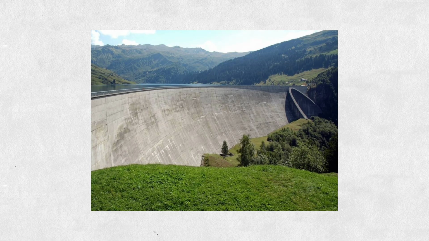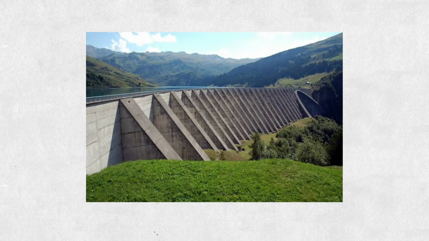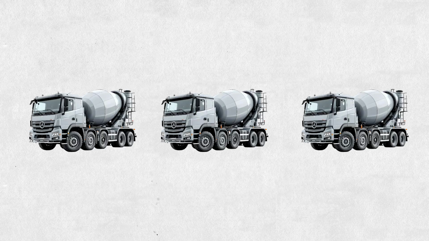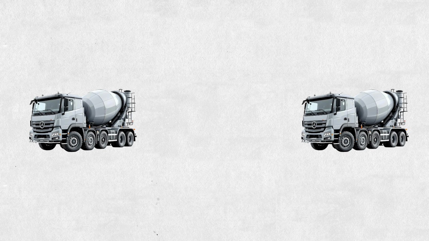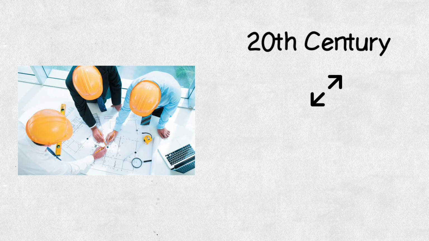Buttress Dam. Instead of one solid wall, a buttress dam uses a series of angled supports on the downstream side to hold a flat or curved face against the water. This reduces the amount of material needed while still distributing pressure effectively. They were popular in the early 20th century when engineers were looking for ways to build large dams without using excessive concrete.